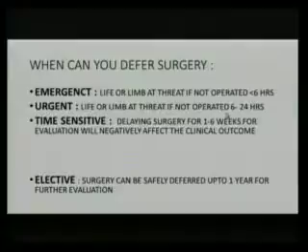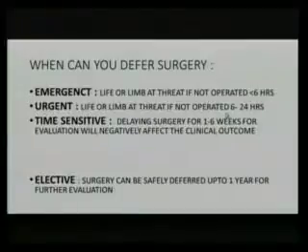So if you think that the patient is going to have an emergent, urgent, or time-sensitive indication, that's it. You're done. The patient needs to go to the operating room. There's no further benefit in doing a preoperative cardiac evaluation; it just needs good intraoperative and postoperative management and follow-up of the patient.